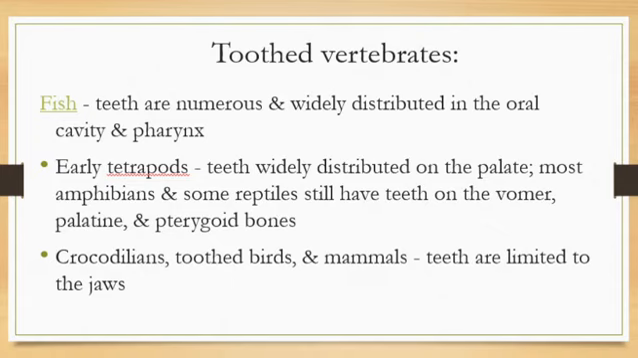In crocodilians, toothed birds, and mammals, teeth are limited to the jaw. Most of the birds right now are more on swallowing and tearing. They have a curved beak. Predators like hawks and eagles have a curved beak. The teeth in birds have already been reduced because they were not totally used.